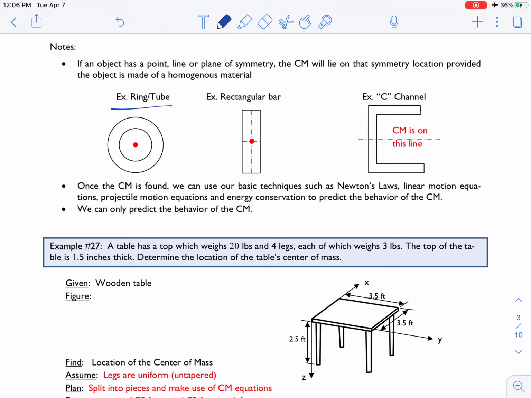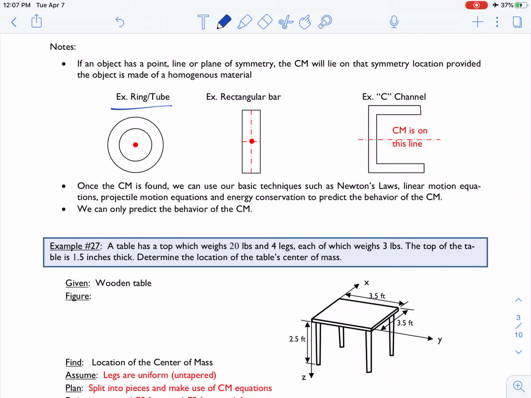Rectangle, it's right at the geometric center. You can use diagonals to find out where that point is, or you can see the dashed lines as well. And there's like a C channel. Again, we're assuming that's symmetric. If you put dashed lines in the middle horizontally, then you're making two symmetric pieces of the same mass. So the center of mass should lie on this line.